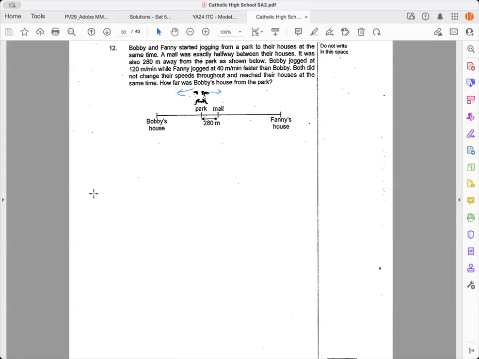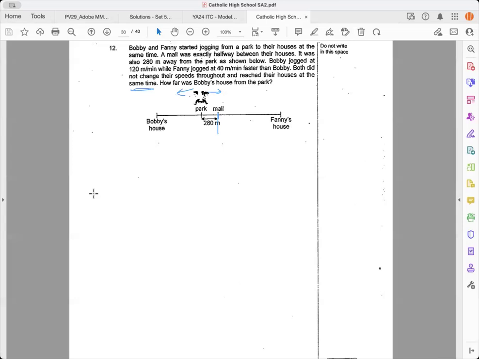So this is exactly halfway, meaning this distance and this distance are equal, okay? Bobby jogged at 120 meters per minute, while Fanny jogged 40 meters per minute faster than Bobby. So Fanny is faster. Both did not change their speed throughout and reached their houses at the same time. This is key, they reached at the same time.